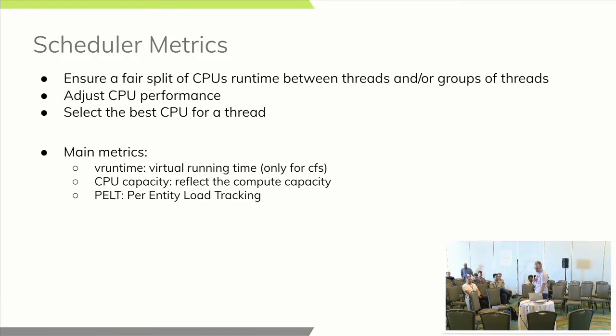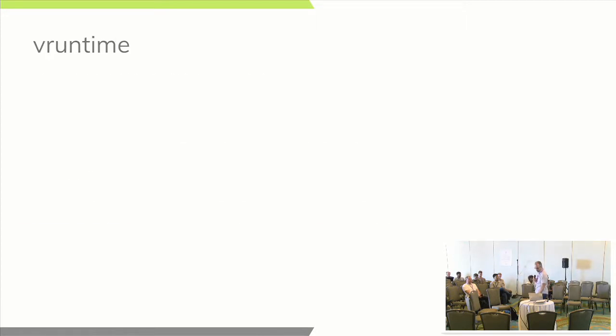We also have the CPU capacity and the load tracking, per task. The goal is to ensure that we will not put some always-running tasks on one CPU and some light tasks on another CPU.